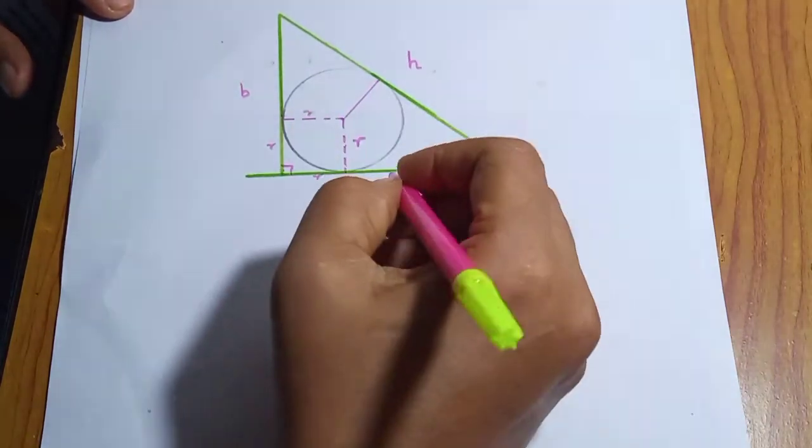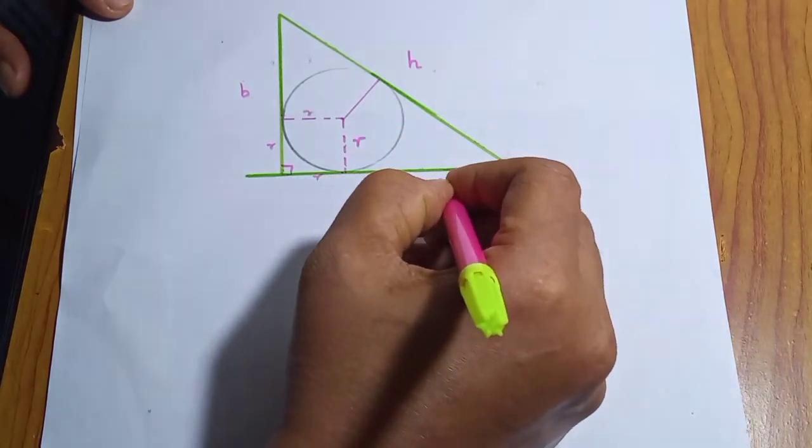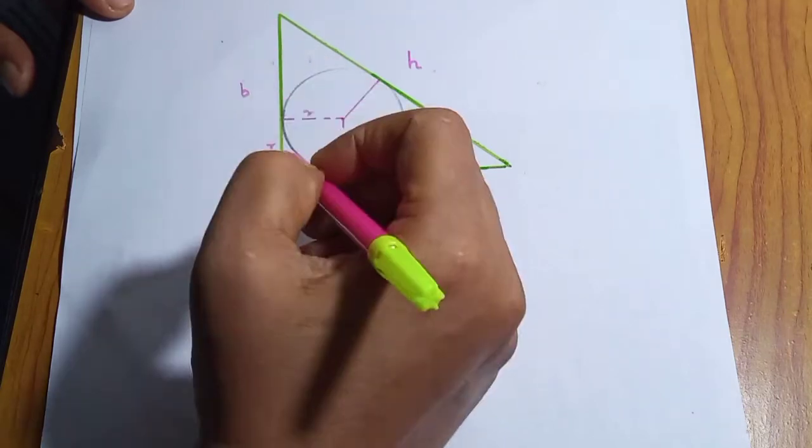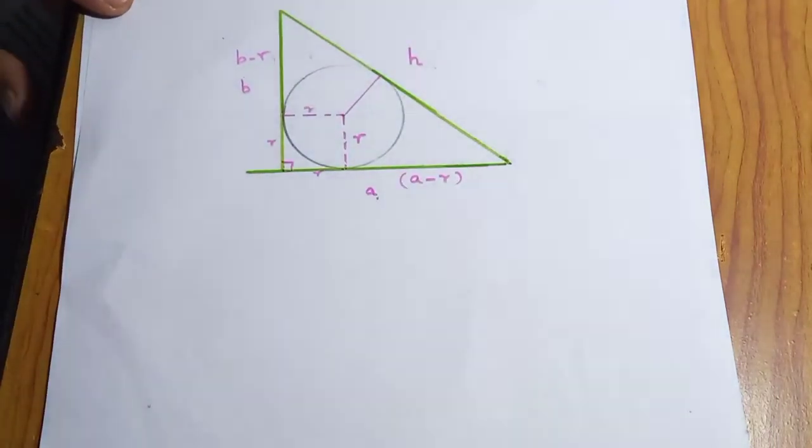If the total distance is a and this much portion is r, then what about the remaining portion? That is equal to a minus r. And if this much portion is b and this much is r, then the remaining is equal to b minus r. Keep that in mind also.